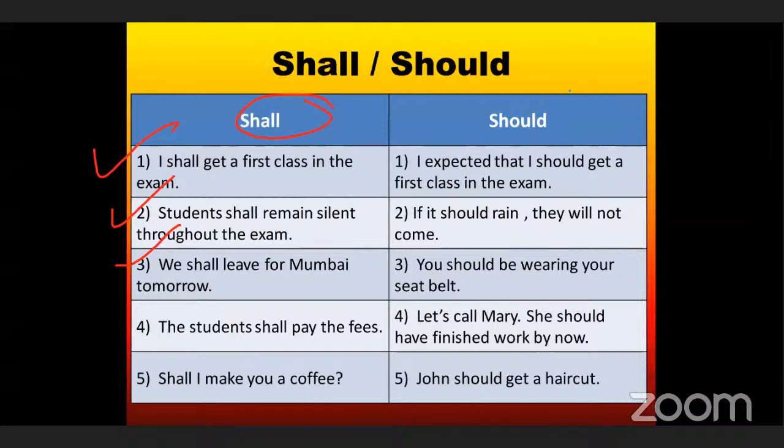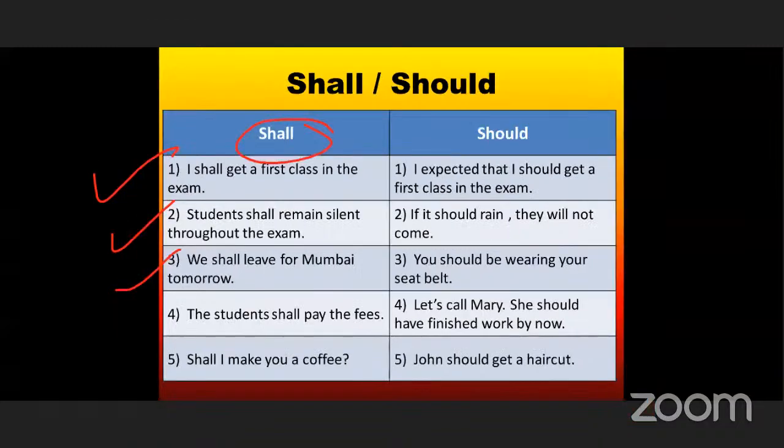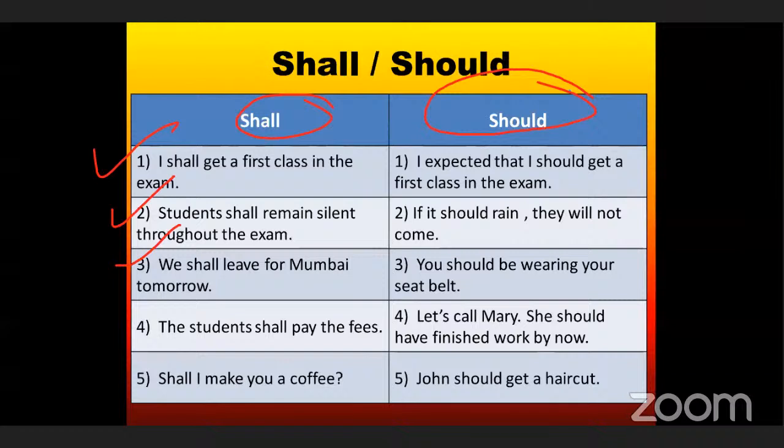Now let's discuss should. First of all, should is the past form of shall. It is used for belief, obligation, probability, advice, or suggestion. For example, first example, I expected that I should get a first class in the exam. Now here belief is there. I believe in myself that I should get a first class in the exam. So when you are believing something about yourself, use the modal auxiliary should.